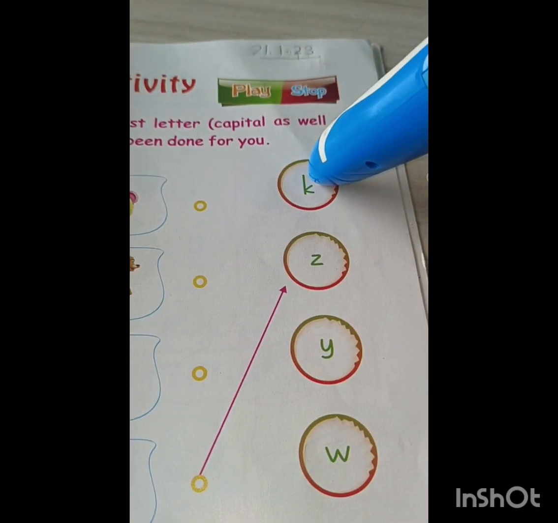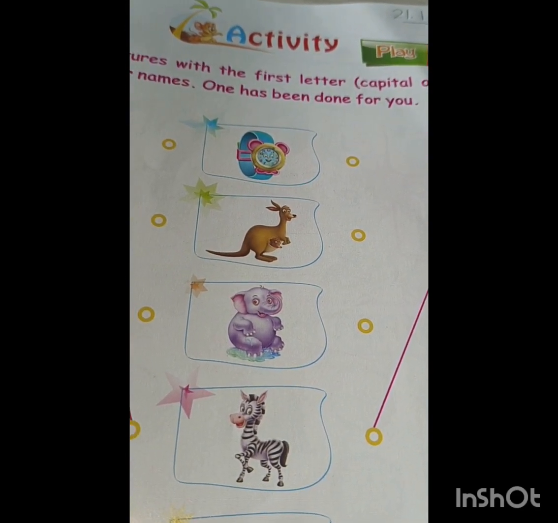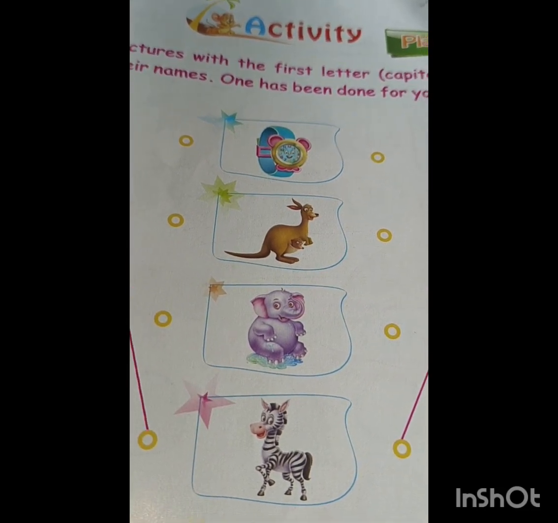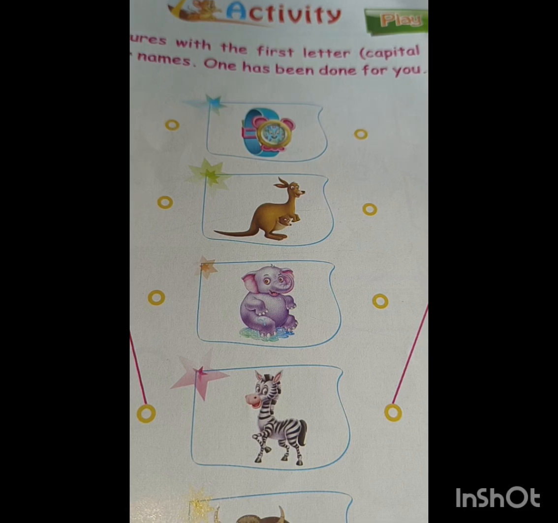Which letter is this? K. Match with the right picture. K. Let's match the K with the right picture. K. Kangaroo. Well done.